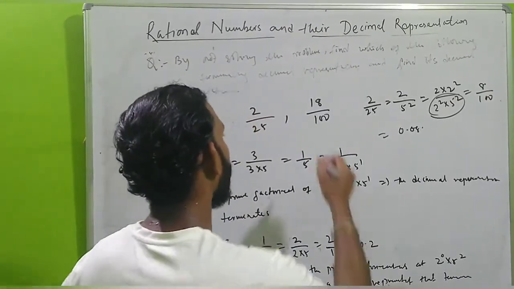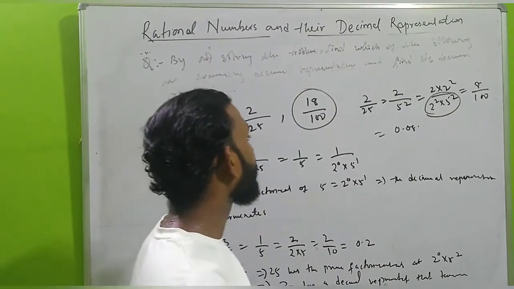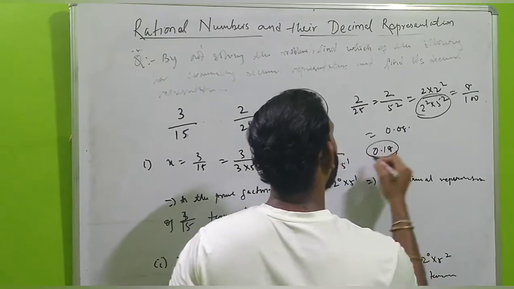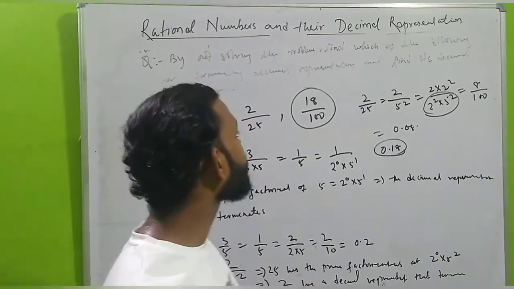So similarly you can check for 18 by 100. This will also be terminating, and it will give the value 0.18. Okay, so you will be getting the value 0.18. So this is a task for you.